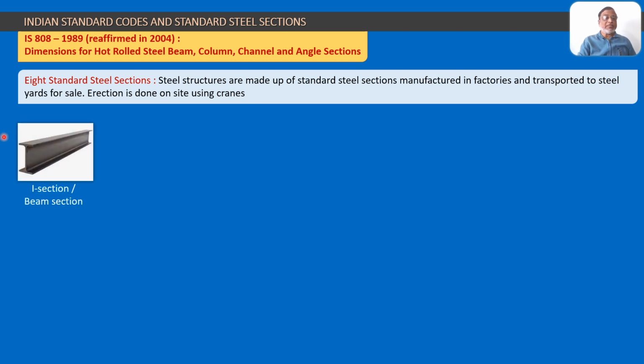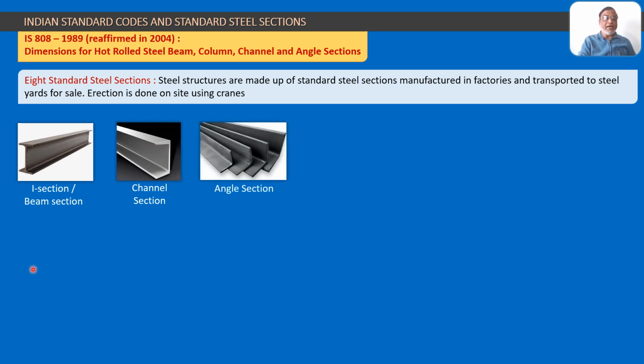Now we see these 8 standard steel sections. The first one is I section or beam section. Look at the cross-sectional shape. The cross-sectional shape is like I. The length is not the matter. The cross-sectional shape makes a section different from the other. The second is channel section. We see a C channel in the cross section. Then angle sections. We see angles. These are 4 angle sections.